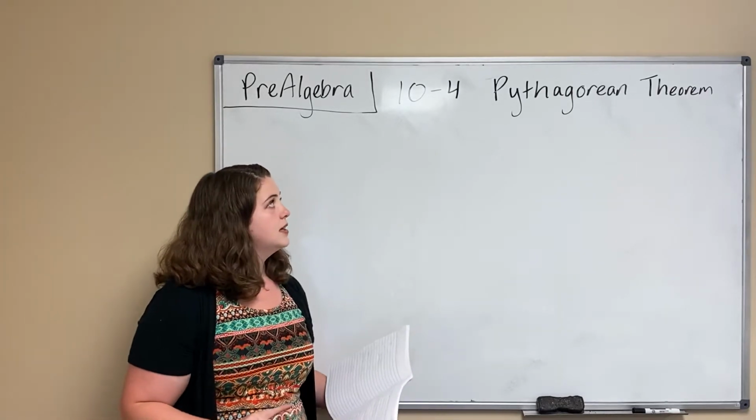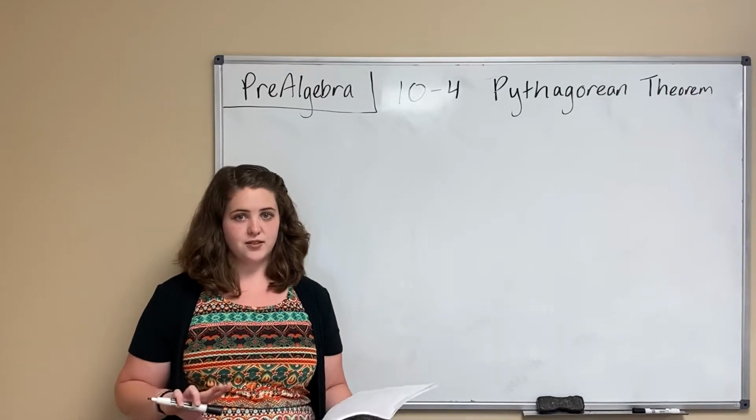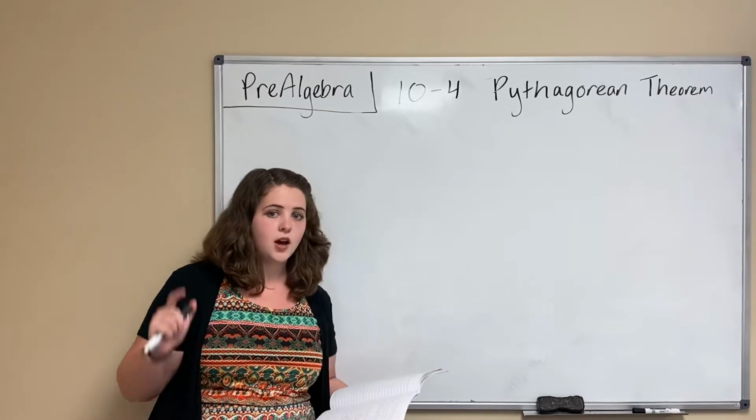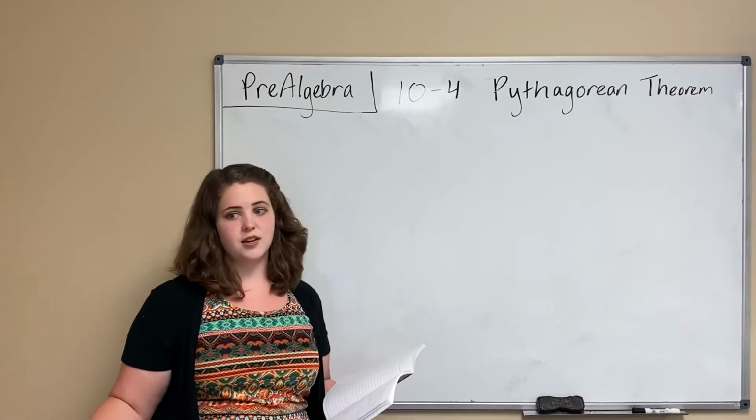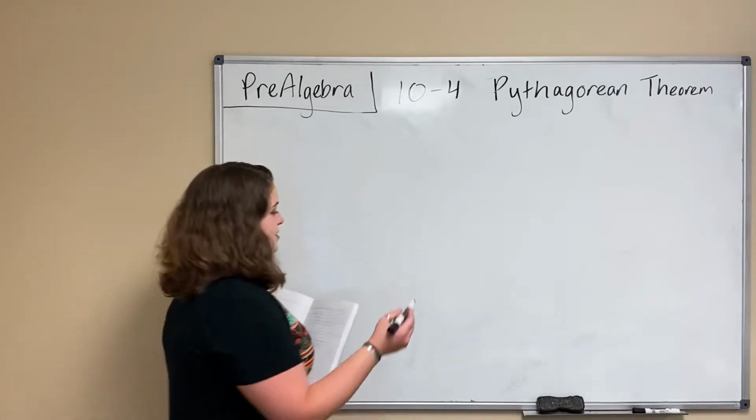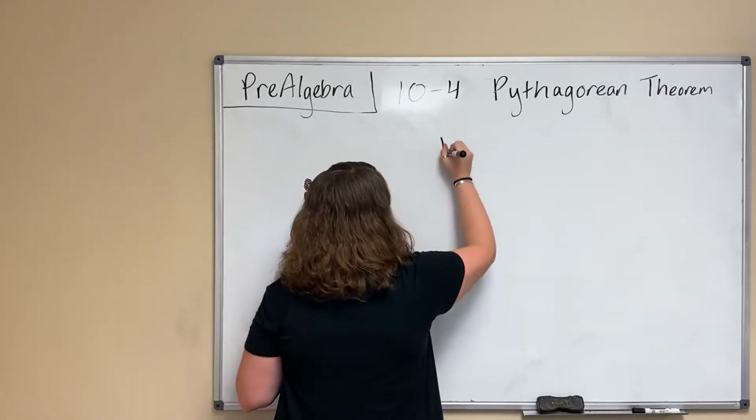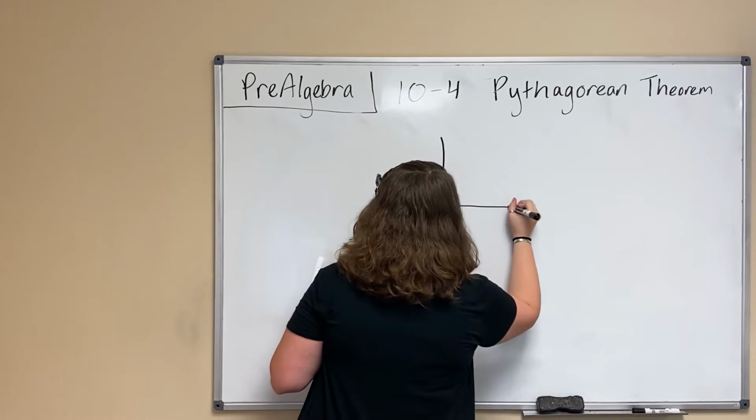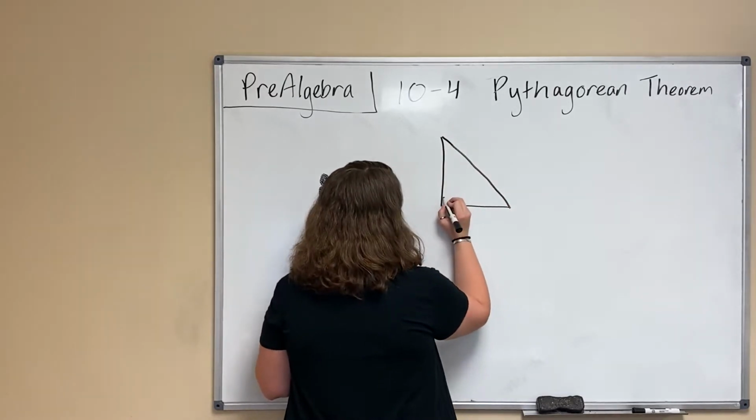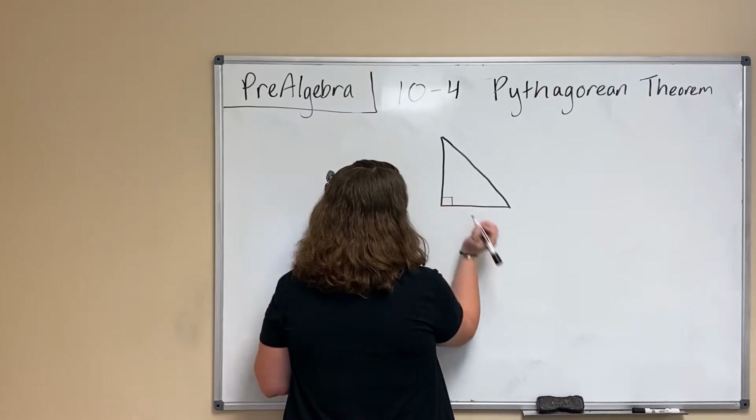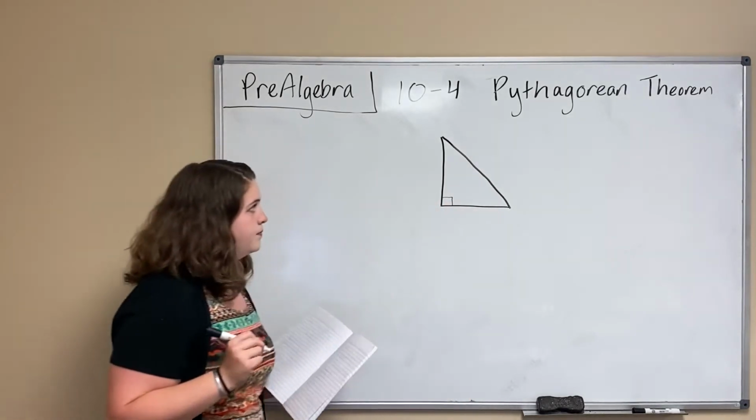Yesterday we talked a lot about different kinds of triangles. Today we're going to hone in on one kind of triangle in particular, and that is a right triangle. You should remember from yesterday that right triangles are triangles that have one right angle. And remember that we label our right angles by completing the little square in the middle.